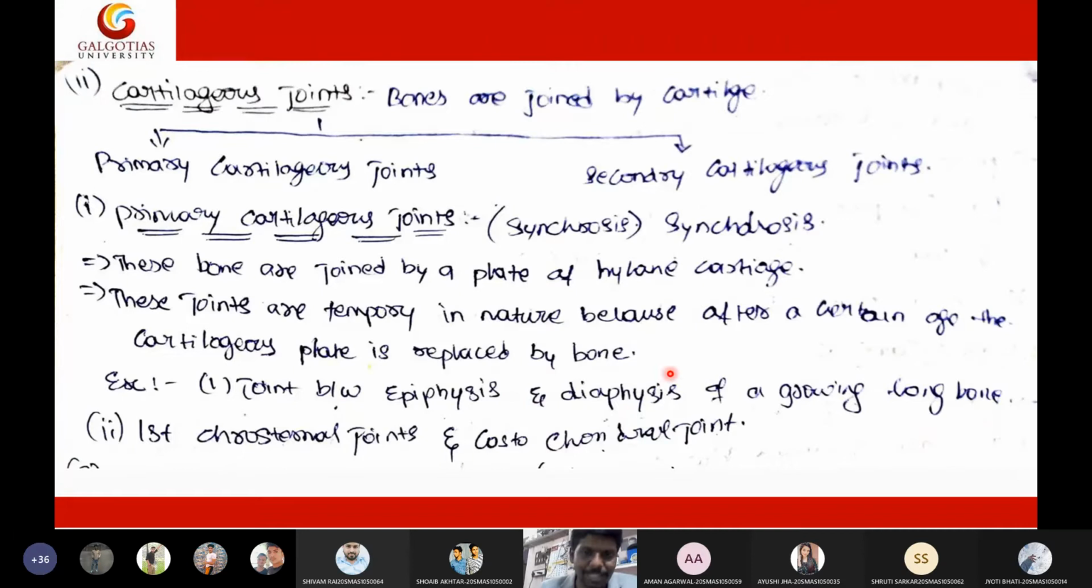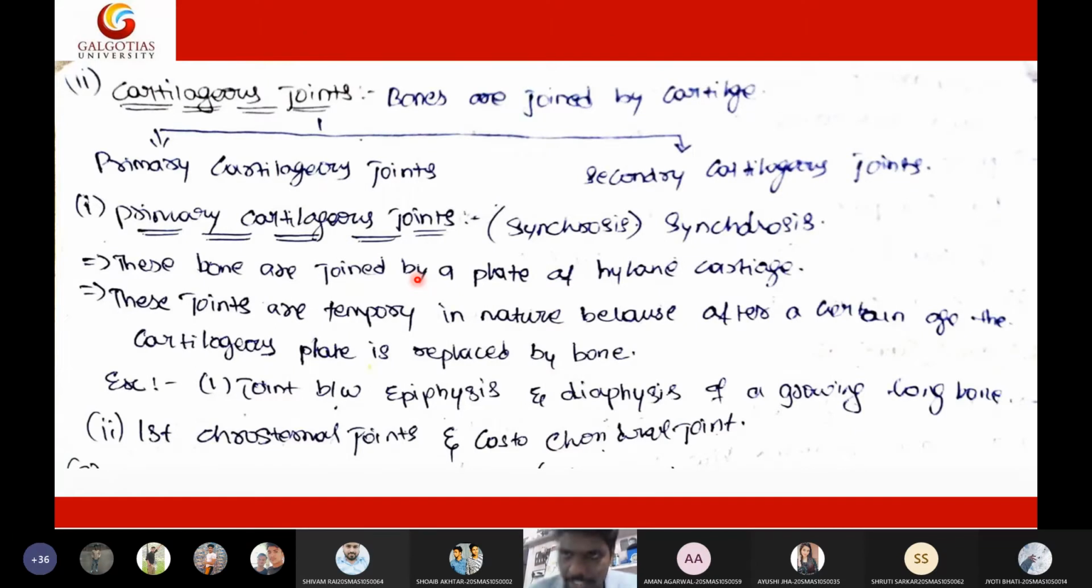In children, in the long bone, you have structures called epiphysis and diaphysis, or simply the top portion and the bottom portion of the long bone. On both ends of the long bone, children have cartilage, but that cartilaginous material eventually becomes bone once they become adults. So that is one example: the joints between epiphysis and diaphysis of a long bone are primary cartilaginous joints. This example is enough for primary cartilaginous joint.